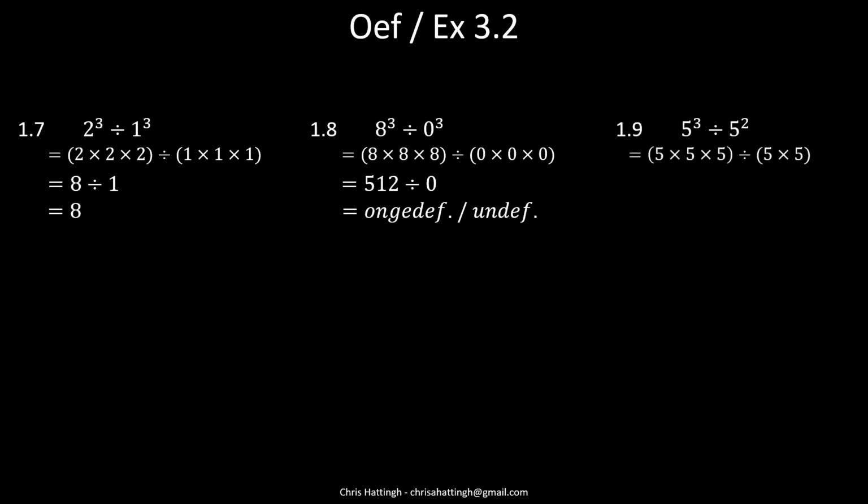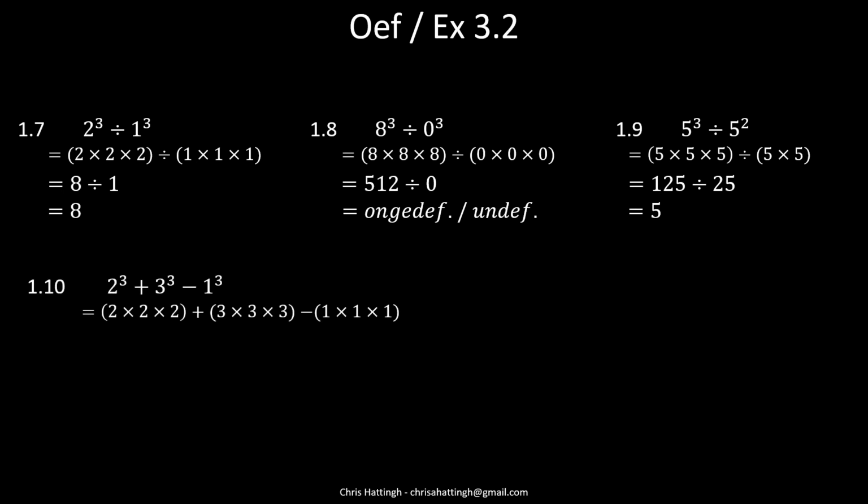Number 9, 5 times 5 times 5 divided by 5 times 5. So it's 125 divided by 25, and that gives you 5. Number 10, 2 times 2 times 2 plus 3 times 3 times 3 minus 1 times 1 times 1. It's 8 plus 27 minus 1 gives you 34.